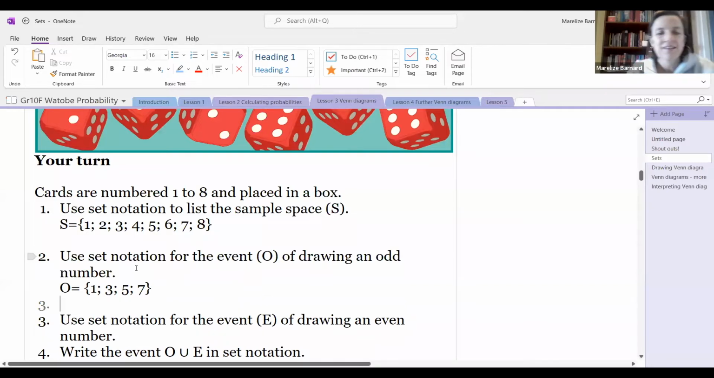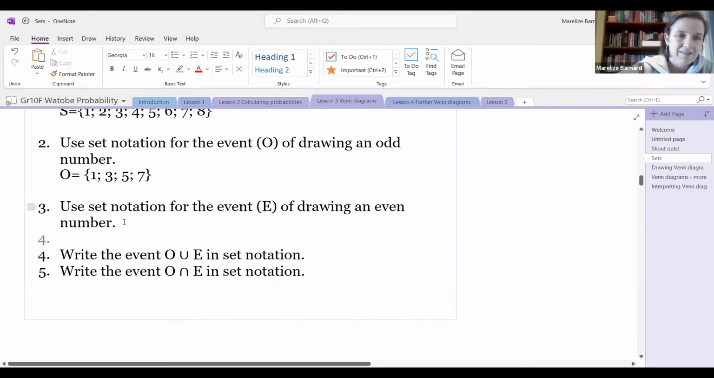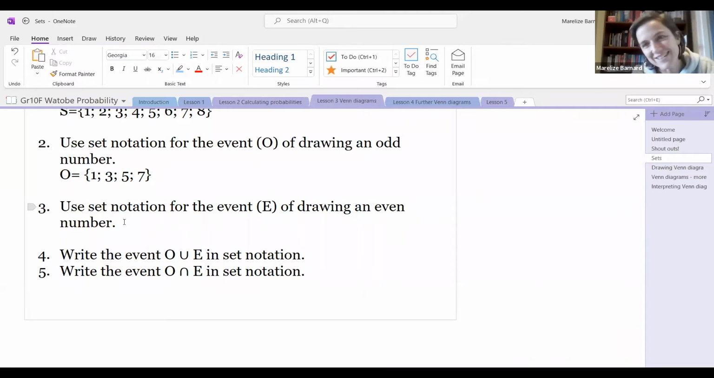Okay, nice. Next, let's do the set notation for the event E of drawing an even number. I don't think that is set notation. Nice, Riachile again. E, curly brackets, 2, 4, 6, and 8. Close curly brackets.